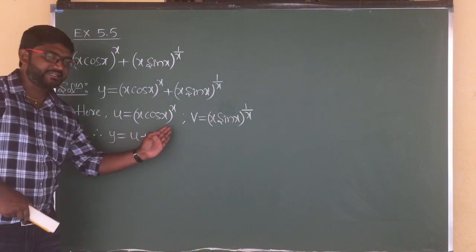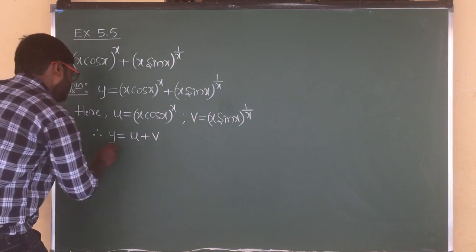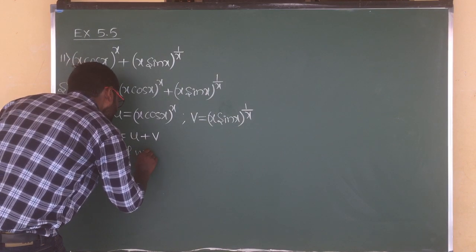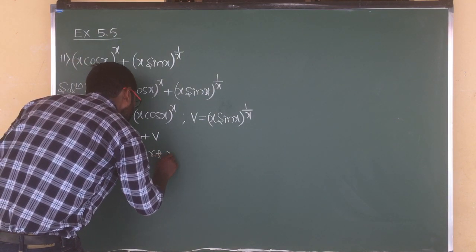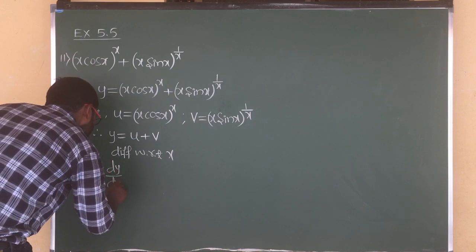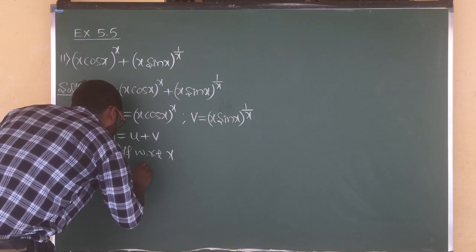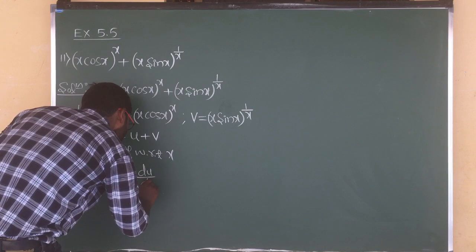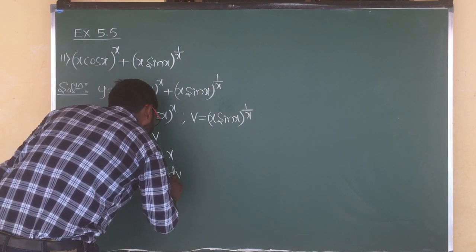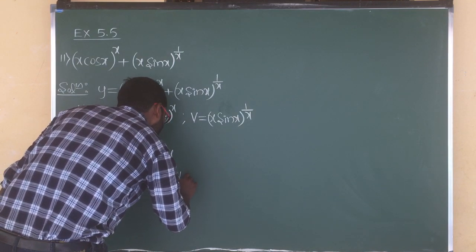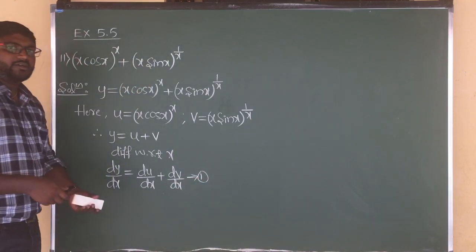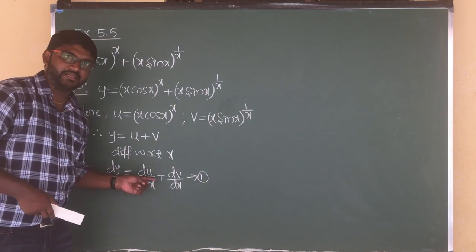Now differentiate both the sides with respect to x. So what do we get now? dy by dx is equal to du by dx plus dv by dx. I call this equation number 1. So now we have to go for du by dx.